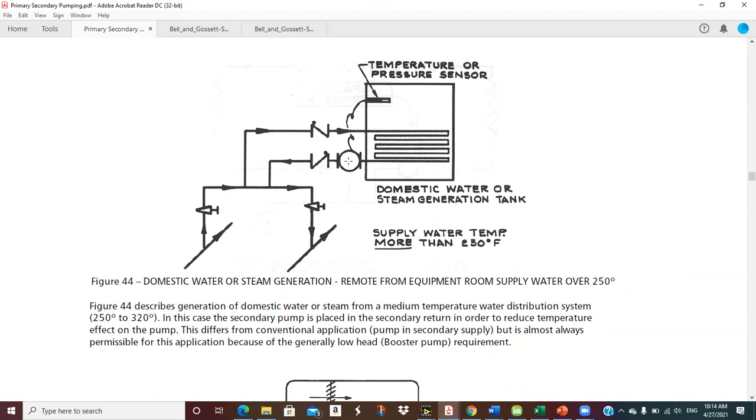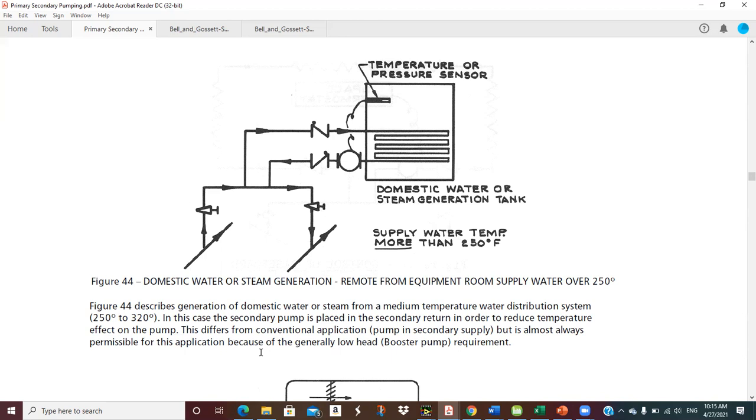So, and he makes a comment down here that, well, let's see, figure 44 describes generation of domestic water or steam. You could actually, if this is hot enough, you could be generating steam in here, from medium temperature water distribution system 250 to 320. In this case, the secondary pump is placed in the secondary return in order to reduce temperature effect on the pump. This differs from conventional application, pump in secondary supply, but is almost always permissible for this application because of the generally low head booster pump requirement. So they're saying this is such a small pump that it doesn't generate that much head, that it's better to do this than to put it in the more conventional location.